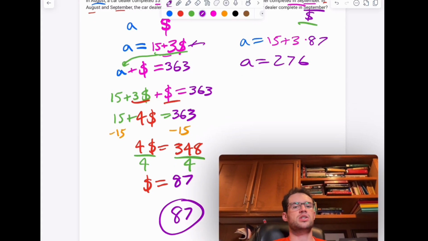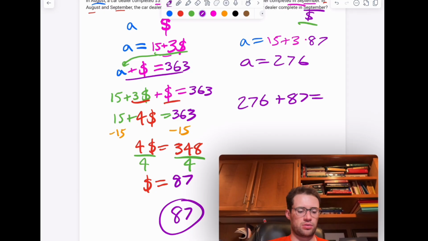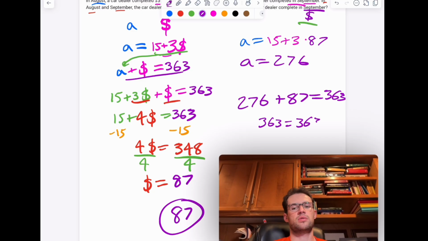And we used this equation to solve for it. So now just see with the other equation, a plus s, does that actually add up to 363? So 276 is a, plus 87 is what we got for s. So do those add up to 363? They do. Right, so that's just a quick way to check it.